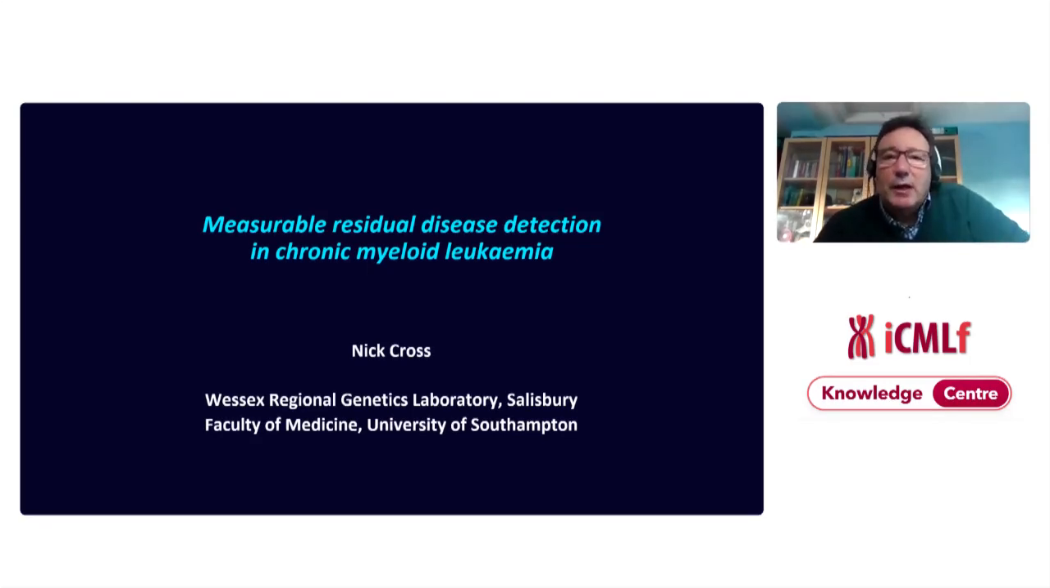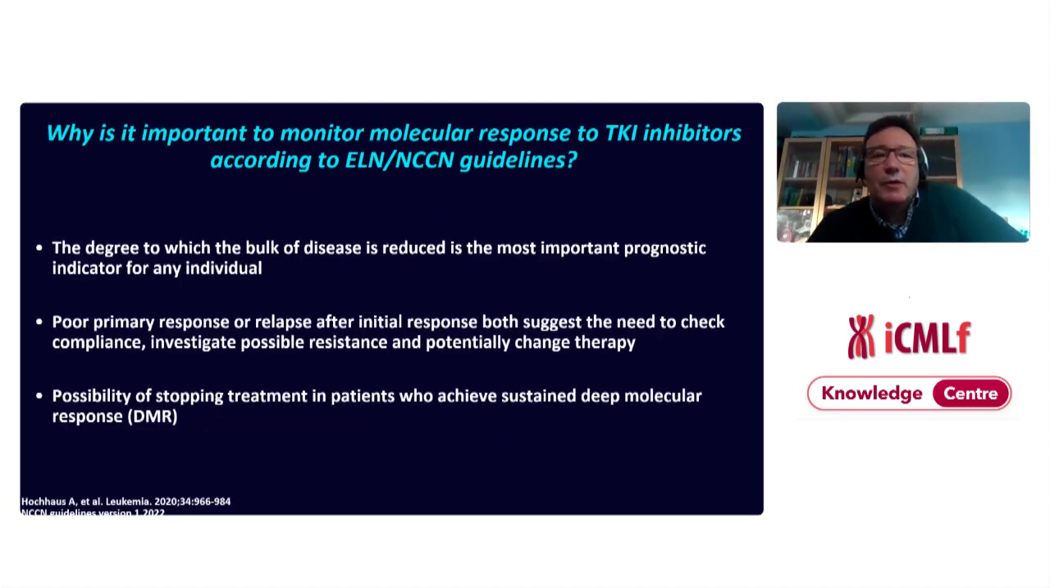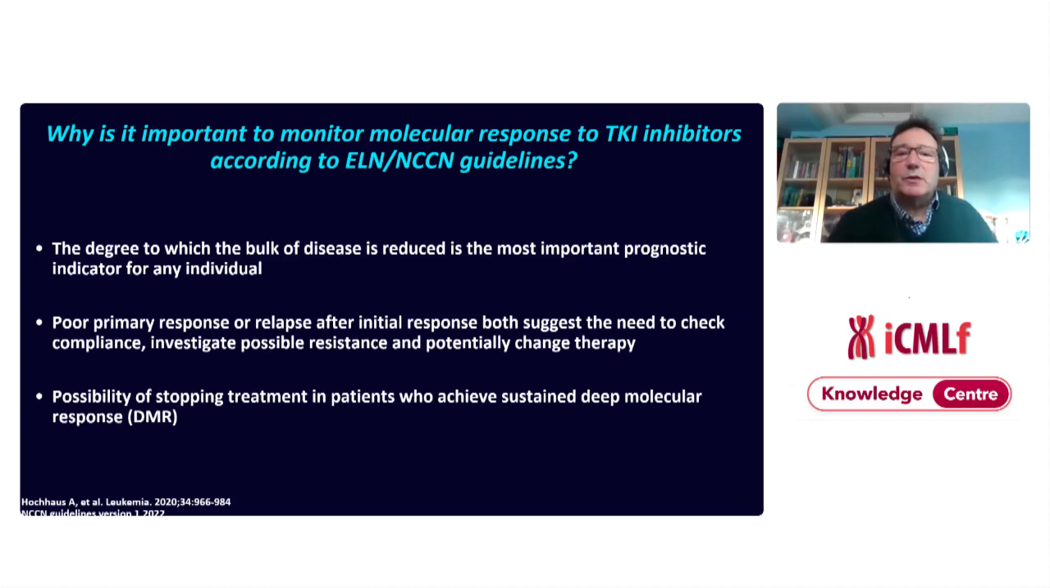Hello, everybody. I'm going to be giving an update on measurable residual disease detection in CML. Just to remind you why we do this: there's abundant evidence that the degree to which the bulk of disease is reduced is the most important prognostic indicator for any individual patient. Secondly, a poor primary response or relapse after initial response both suggest the need to check compliance, investigate possible resistance, and potentially change therapy. And finally, we have this new dimension of the possibility of stopping treatments in patients who achieve sustained deep molecular response.